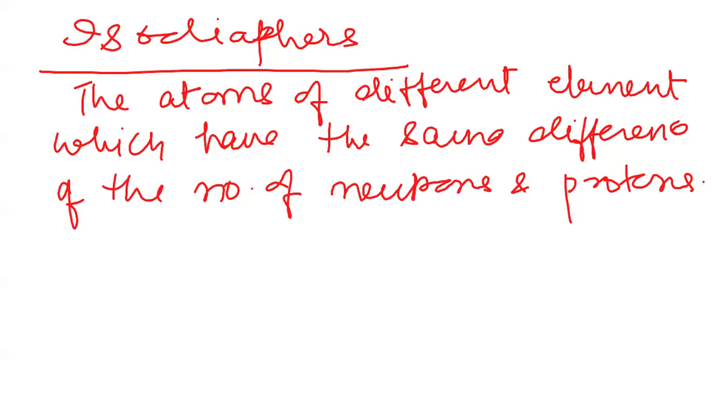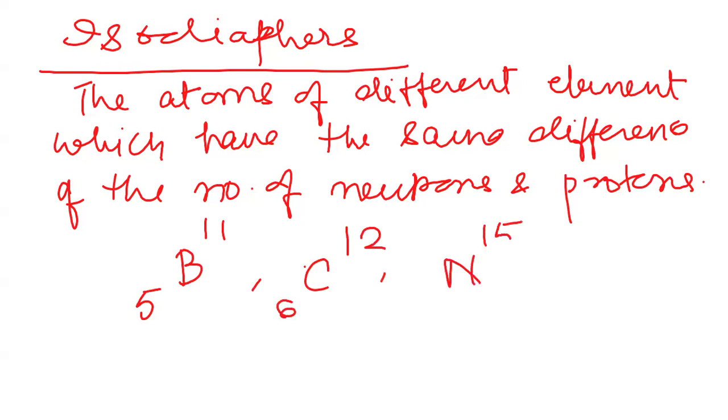Now I'm giving you this, your next question: boron 11, 5; carbon 12, 6; nitrogen 15, 7; and oxygen 17, 8. Now tell me the number of protons, electrons, and neutrons in each.